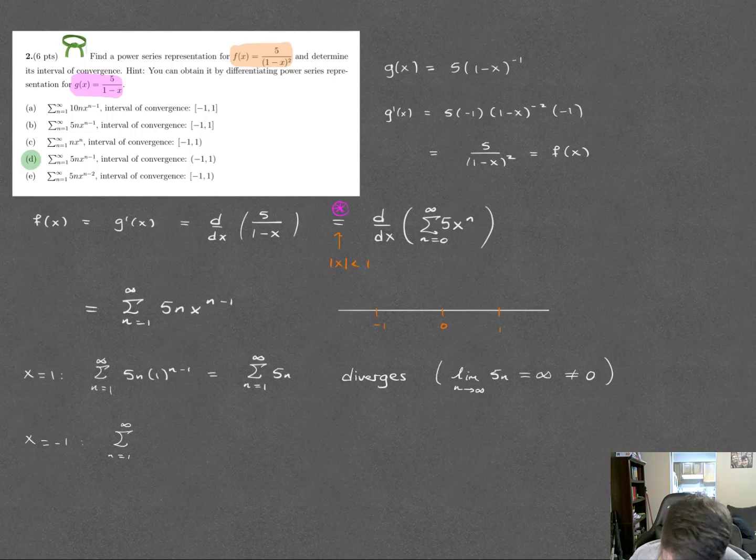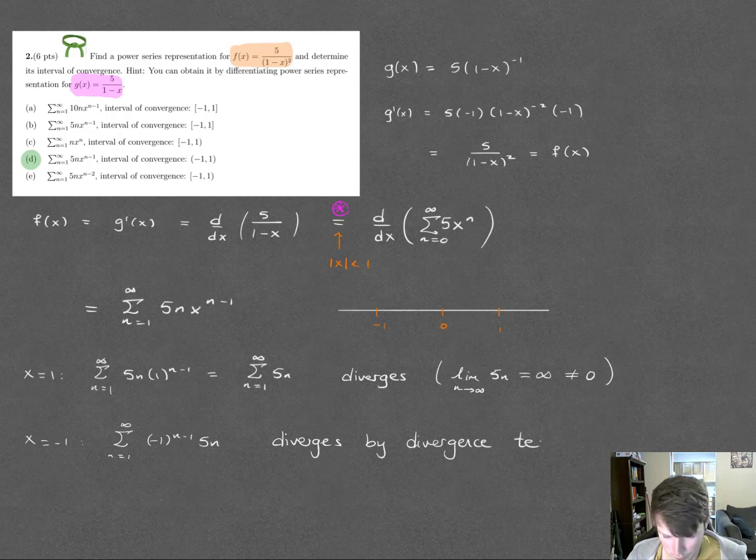So let's fill in x equals minus 1. And we're going to have minus 1 to the n minus 1 times 5n. And again, this diverges by the divergence test. Okay? Because now this is alternating, but your terms are getting larger and larger. Remember, for any series to converge, you need that the terms go to 0. These terms don't go to 0.